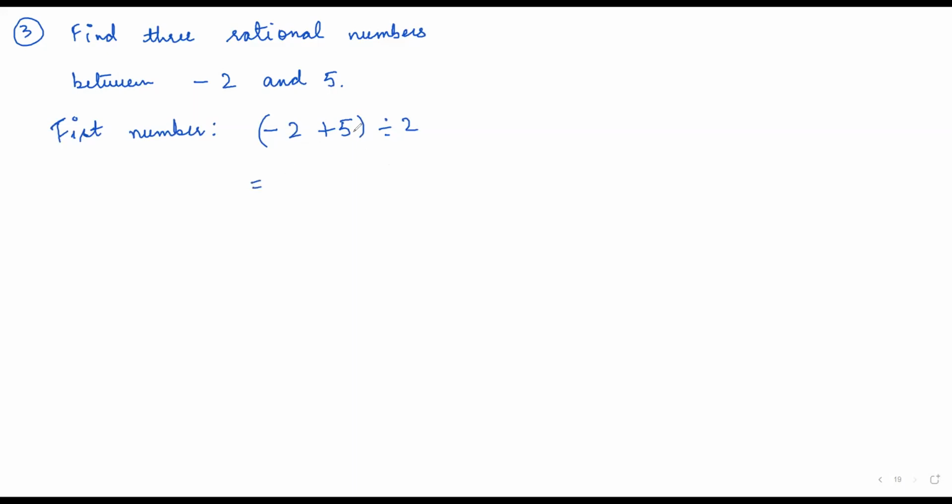So I'll get -2 plus 5 is 3, divided by 2. So this is 3 by 2, right? Or if you want to convert into decimal, you can do that also, but anyway, leave it here. So 3 by 2 is one number. If I have a number line, for example, with -2 here and 5 here, somewhere between will lie 3 by 2. 3 by 2 is actually 1.5. So somewhere here it will lie.